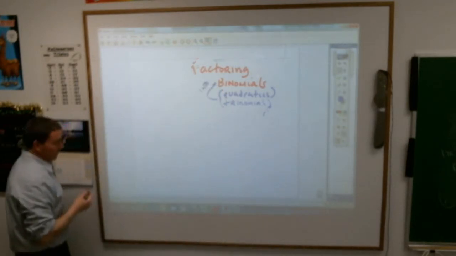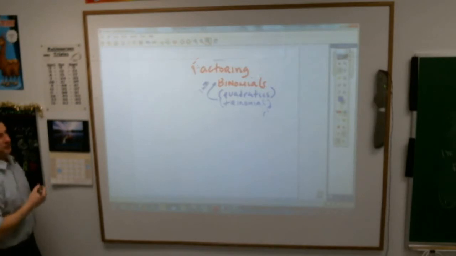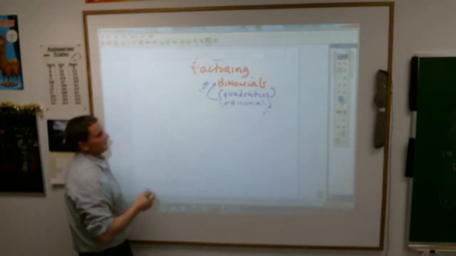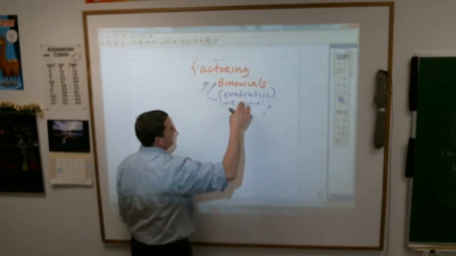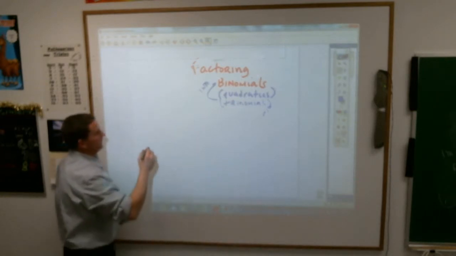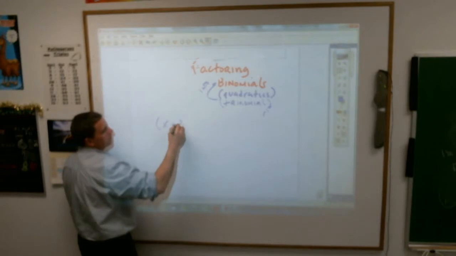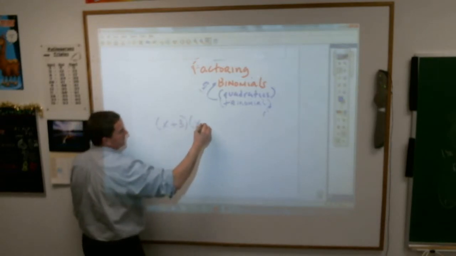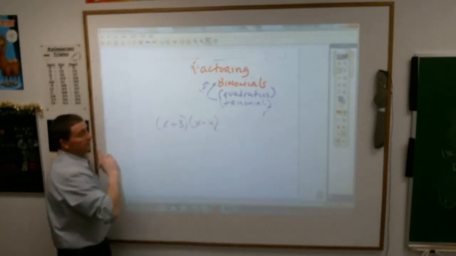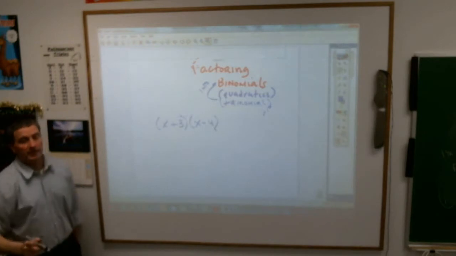Sorry about that. Factoring quadratics, trinomials into binomials. And here is what we're doing. Take a look at this: x plus 3 times x minus 4. We've done this before. This is multiplying two binomials.